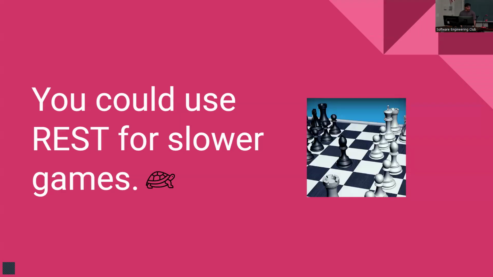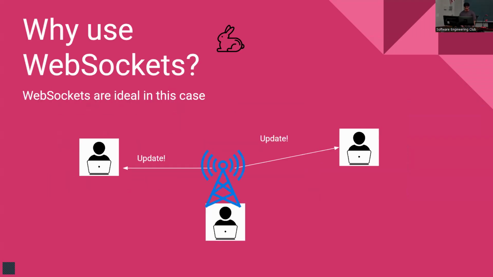So you could use REST for slower games like chess, right? Chess is turn-based, which means that every time, say the white player makes a move, then the black player would just request and then respond. And then you can function on a request-response functionality there. However, this doesn't work if you're doing, say, a first-person shooter game or any multiplayer game that requires real-time communication.